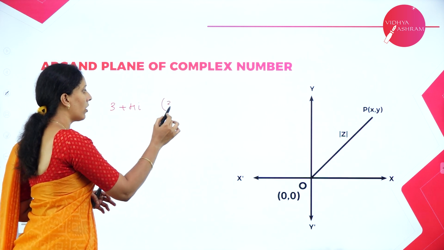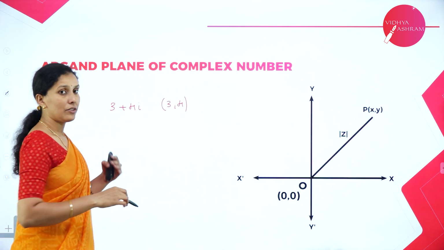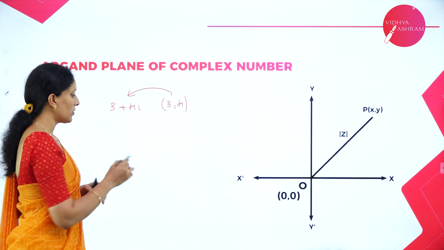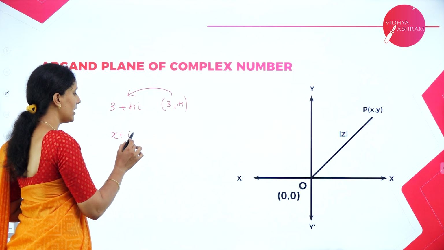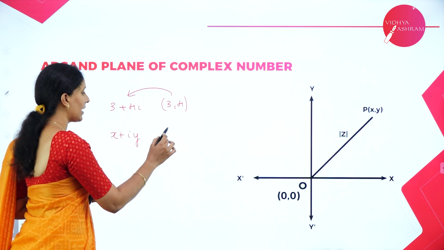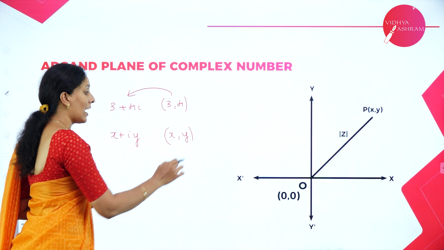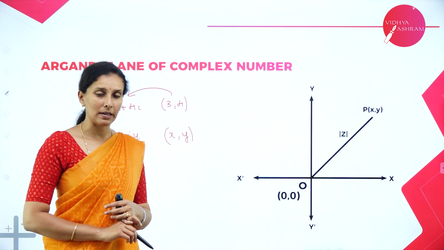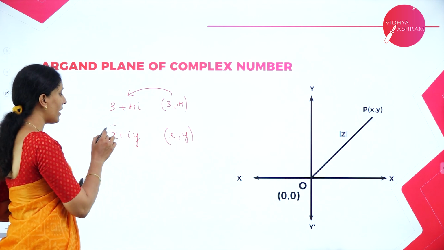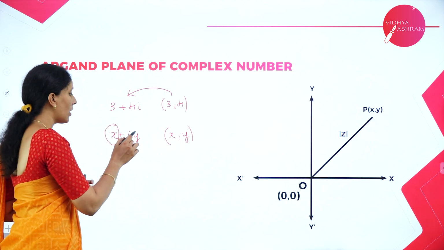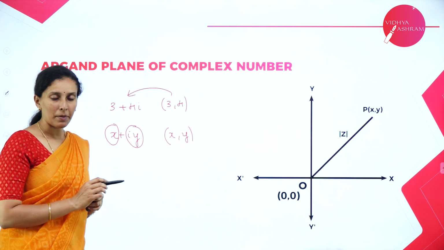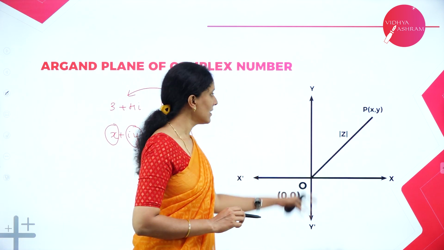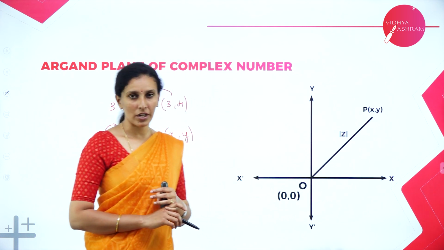can write it in the ordered pairs as 3, 4, and 3, 4 again can be expressed in the form of a plus ib. Suppose if we have x plus iy as a complex number, then I can write x, y as a point in the xy plane, which is a coordinate system. And here, since we have x as real number and iy is an imaginary part of a complex number, we take the x-axis as real axis and y-axis as the imaginary axis.